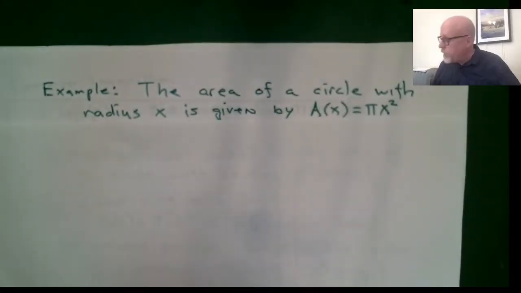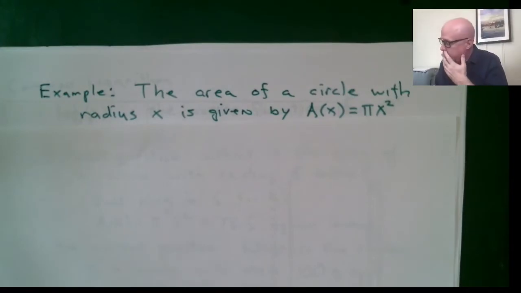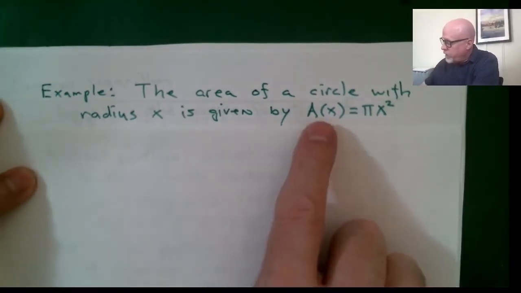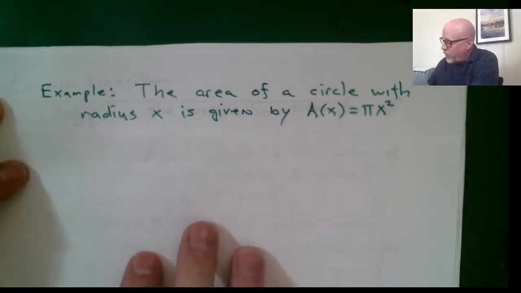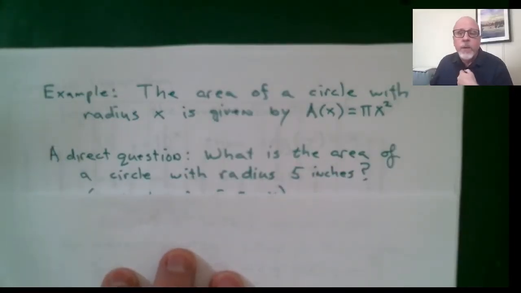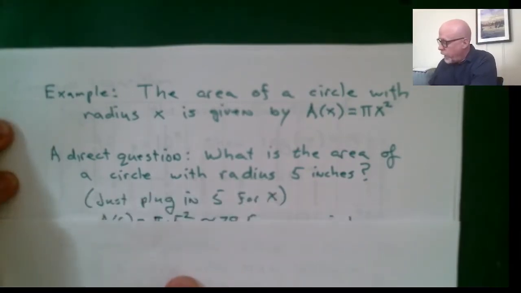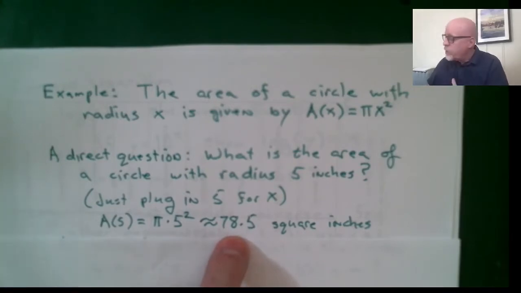So here's the first example. You've got a circle whose radius is x. That's the input value. And so the formula for that is easy enough. The area of that circle is given by pi times the square of x, pi r squared, that formula. So here's an example of a direct question. What's the area of a circle if it's got a radius of 5 inches? And you just plug in 5 for x and you get the area when x is 5 is pi times 5 squared. And I did it in GeoGebra, but I get around 78.5 square inches.